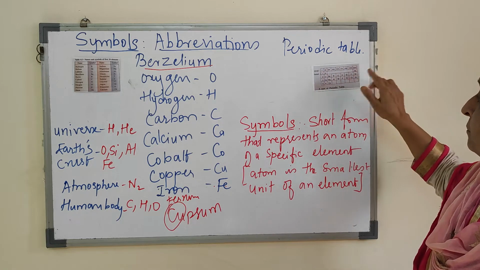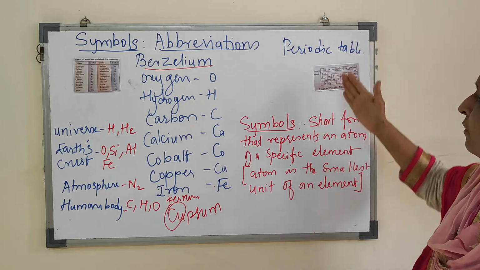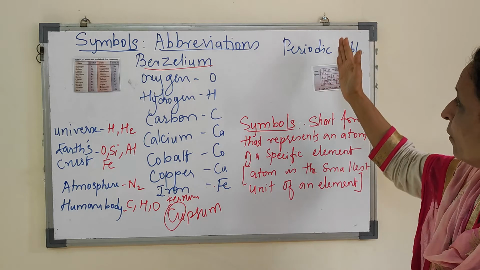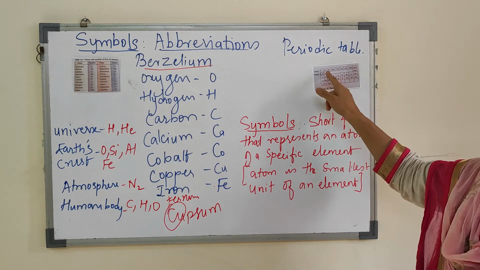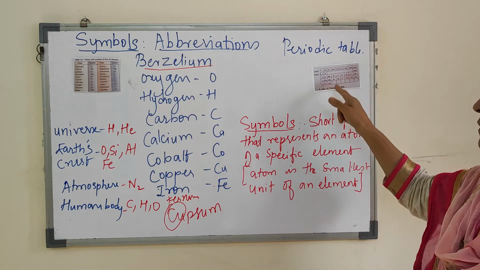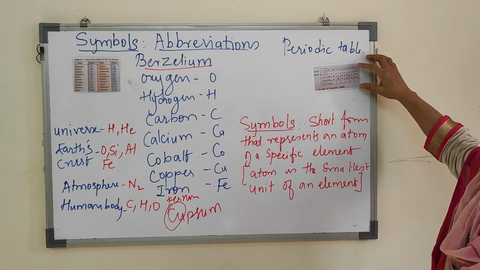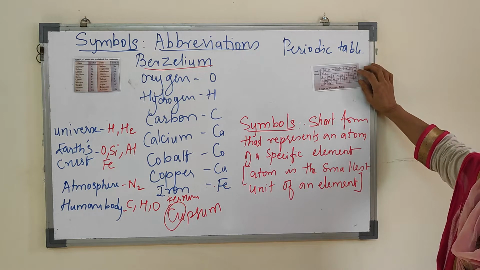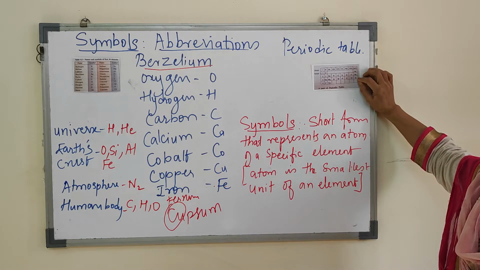This has horizontal and vertical. Horizontal is period, whereas vertical is group. So you find the elements which are in the same group will have similar properties. Here you can see 0, they are the noble gases, helium, neon, argon, they are the noble gases.